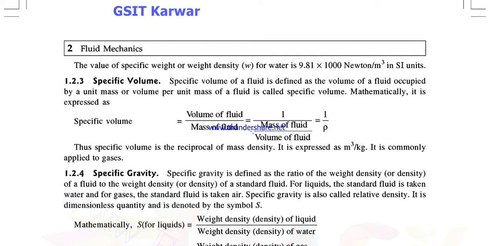Here, specific volume is the reciprocal of mass density. That means if we want to connect it to mass density, by observing this relation we can see it is the reciprocal of mass density. We already know rho, that means density, is equal to mass of fluid by volume of fluid. So by reciprocating this equation we get 1 by rho. The specific volume is the reciprocal of mass density. It is expressed as meter cube per kg. It is commonly applied to gases.